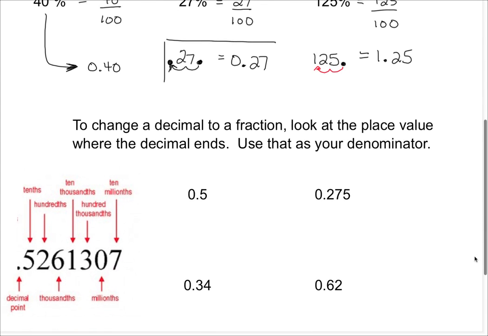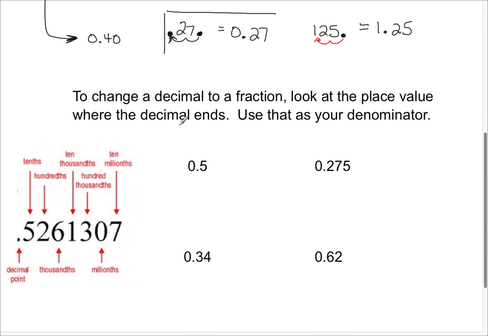Okay, now let's have a look here. To change a decimal to a fraction, look at the place value where the decimal ends and use that as your denominator. So 0.5 only has 1 decimal place. So if we take a look at our 1 decimal place, that says it's tenths. So we use the part after the decimal, and then our bottom is 10 for tenths. Now let's take a look here. We've got 1, 2, 3. So we go 1, 2, 3. That's thousandths. That means our denominator is 1,000.